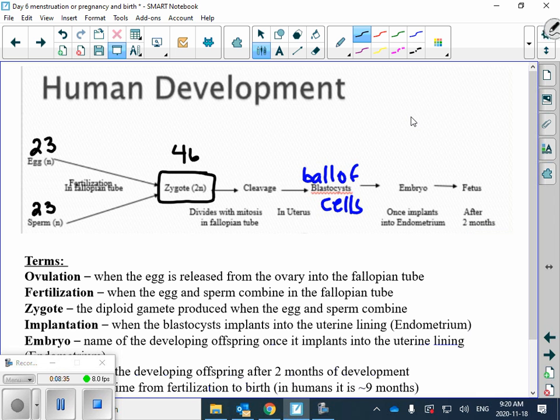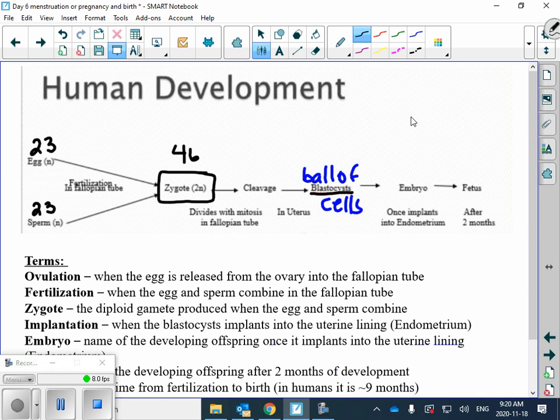That zygote, it's only called a zygote when it's one cell. So that zygote begins to divide with mitosis. And it'll actually start dividing as it's traveling down the fallopian tube. This is called cleavage, okay? And then it forms a ball of cells called a blastocyst. So you can see the word blastocyst in your notes. What does that mean? That means a ball of cells.